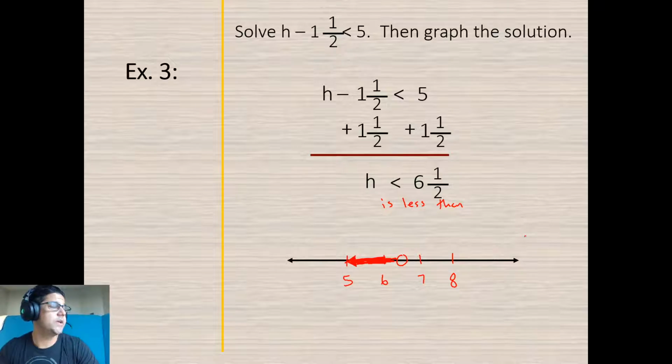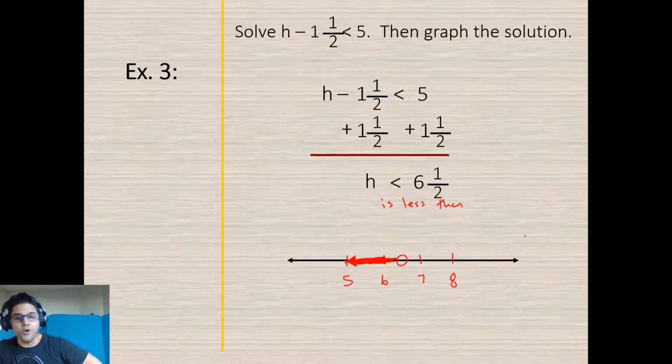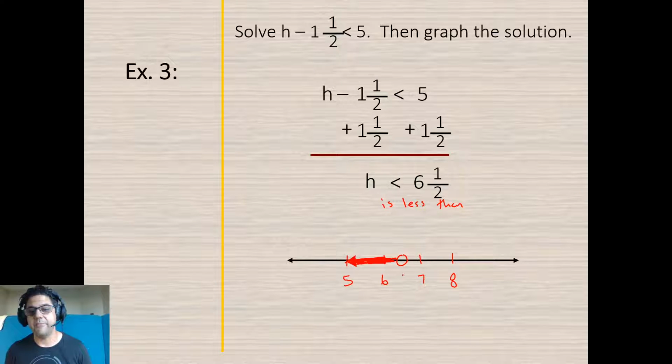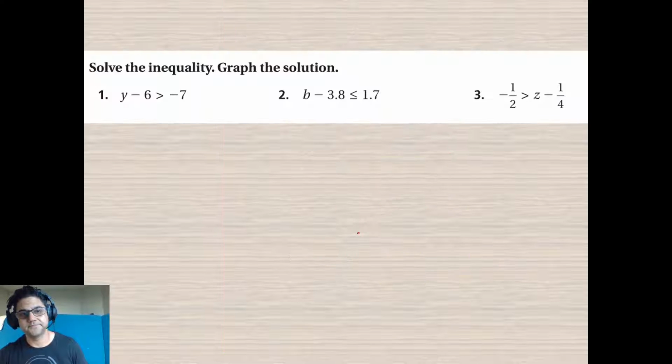On a multiple choice quiz, you might have multiple graphs to choose from. Maybe they're all open dots, but some are going to the left, some are going to the right. And maybe they don't have the same number that we need, 6.5. Maybe they have it at 5.5. Now, obviously, you would choose the correct one.